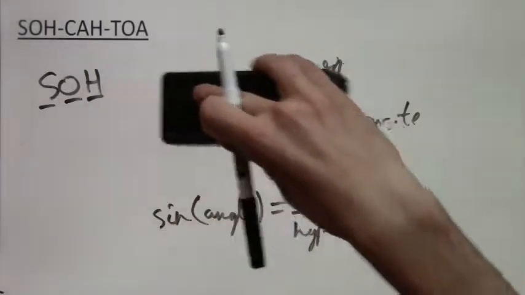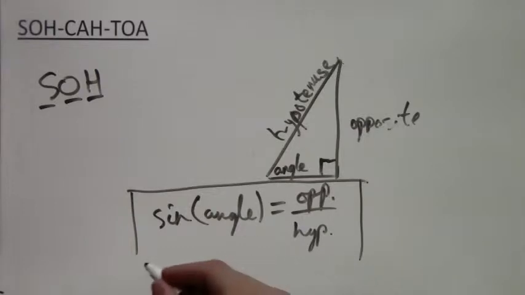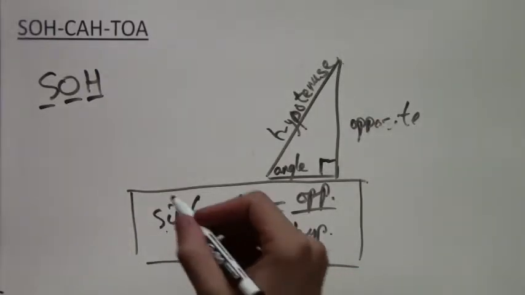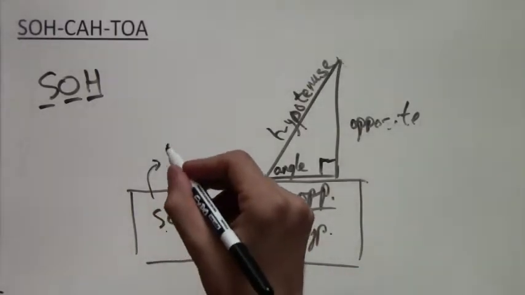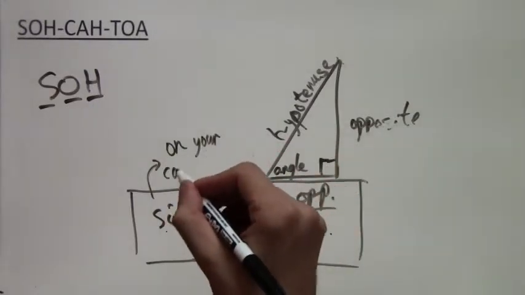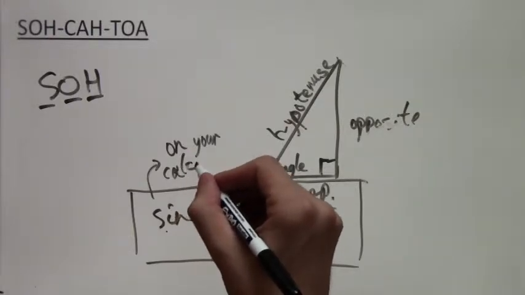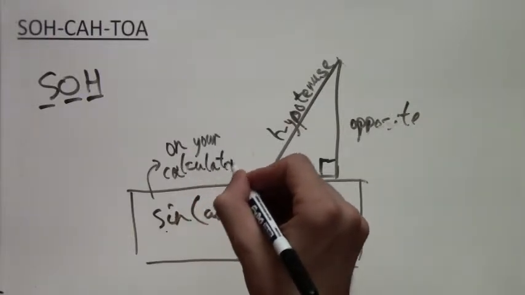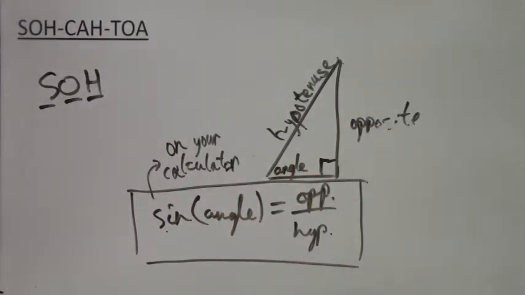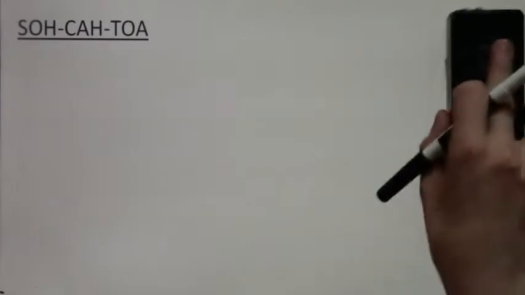So this is what the SO in SOH-CAH-TOA means. If we have an angle, we can take its sine, and that will give us a number, and that number is equal to the opposite side from the angle divided by the hypotenuse. As I said, sine is just something that's on your calculator. It's a special function that you can plug degrees into, and it'll give you numbers. So let's do a few examples.